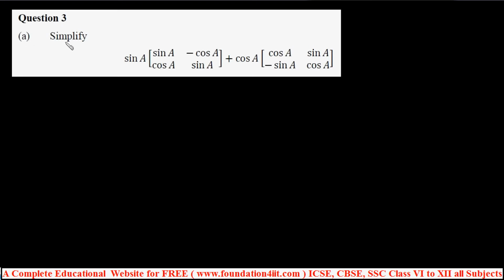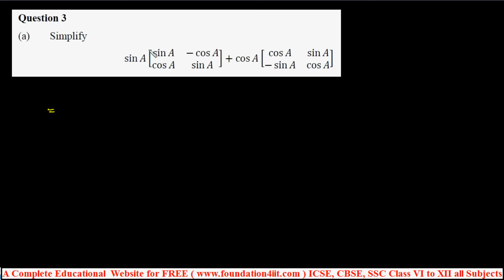In this question number 3, simplify sin A in the bracket (sin A, minus cos A, sin A). This is the matrix combination in trigonometry, plus cos A in the matrix (cos A, sin A, minus sin A, cos A). So what are the terms outside? We can multiply each and every term inside, right? That we can apply here.